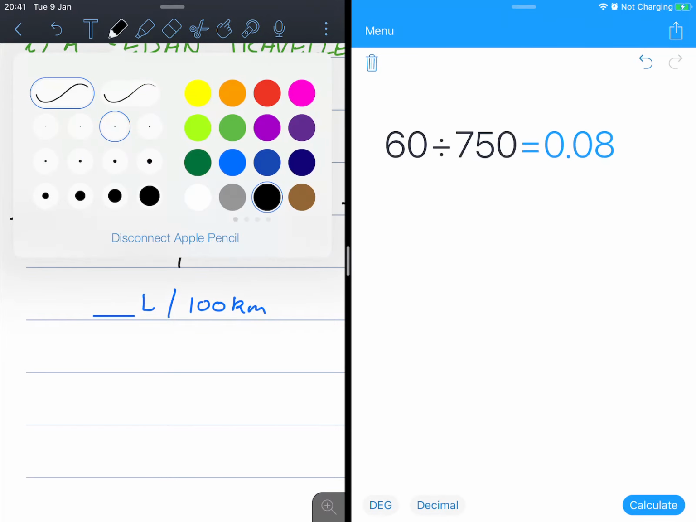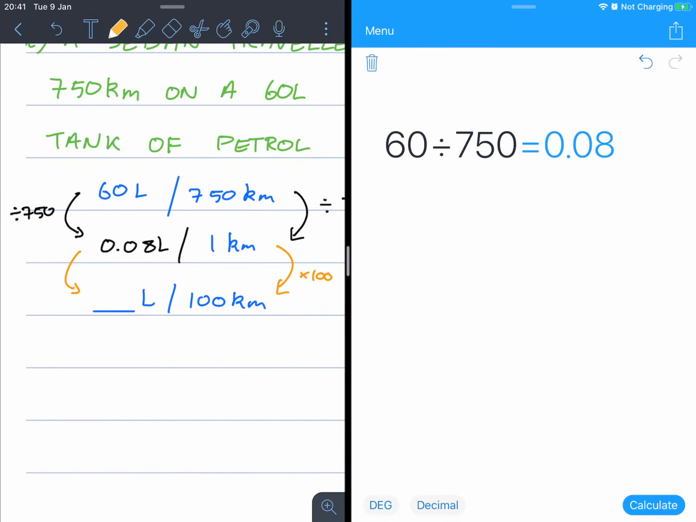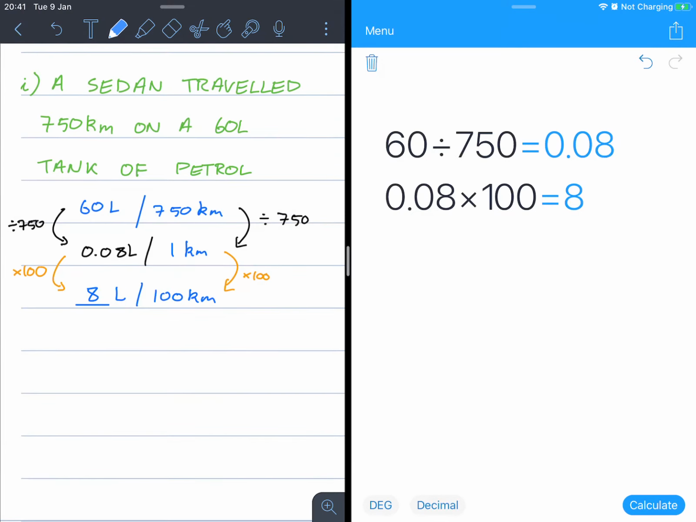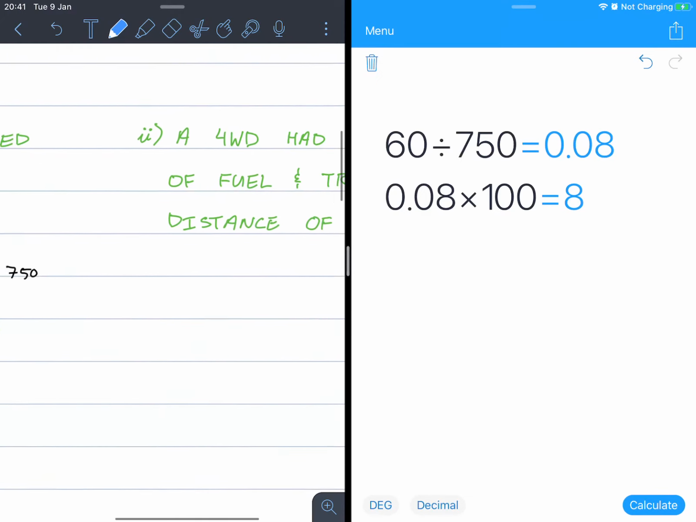And then from here, we can now find 100 kilometers by multiplying by 100 on both sides. So times 100 on both, so 0.08 times 100. This gives us a total of 8 liters per 100 kilometers. So this is the fuel rating that we were looking for. Let's repeat the same process here.